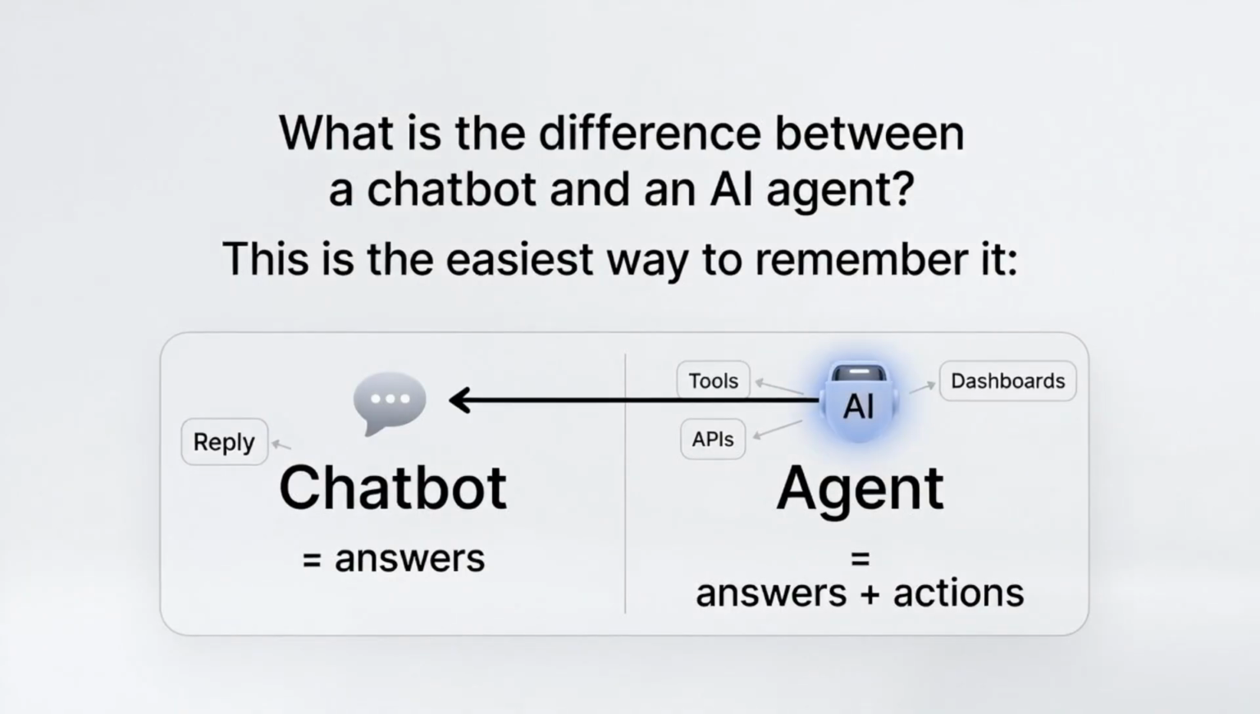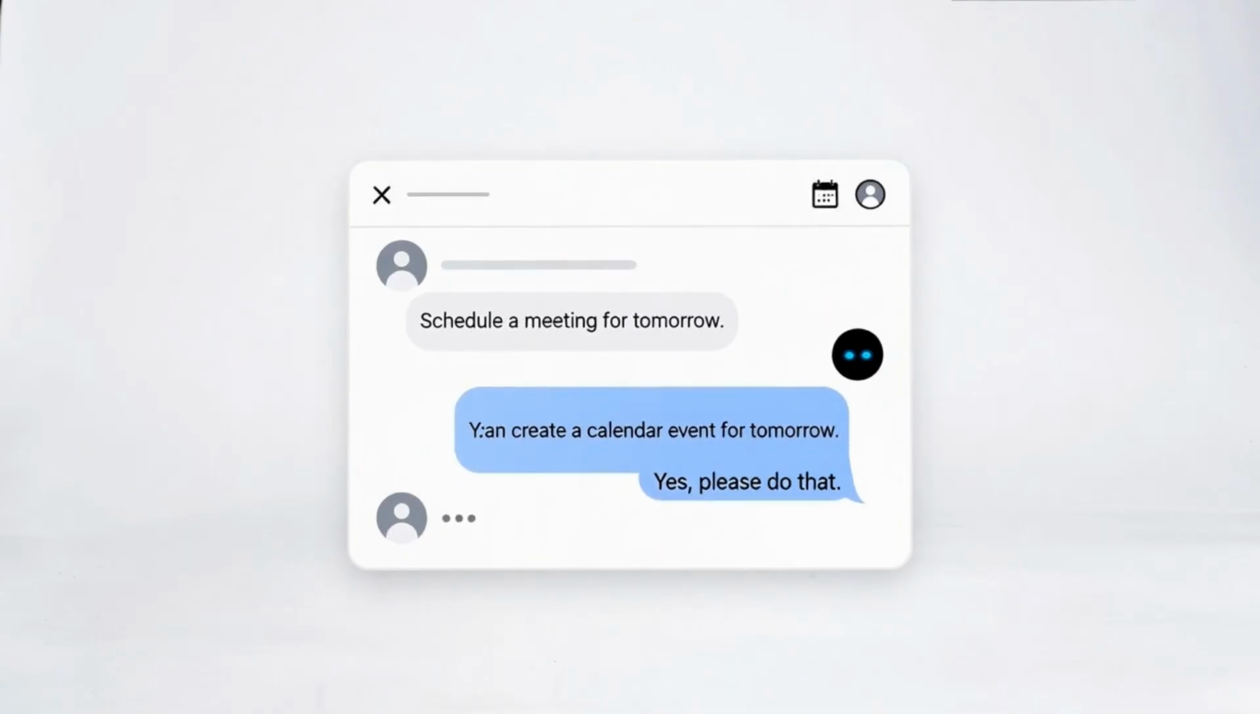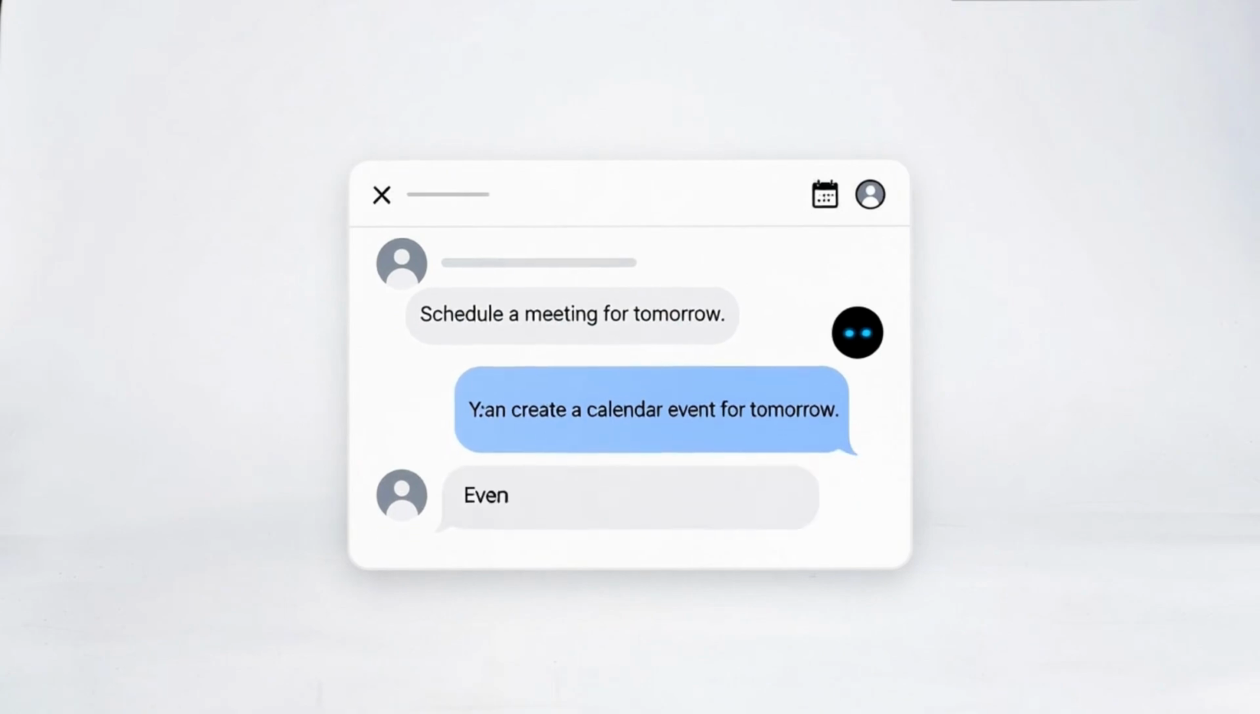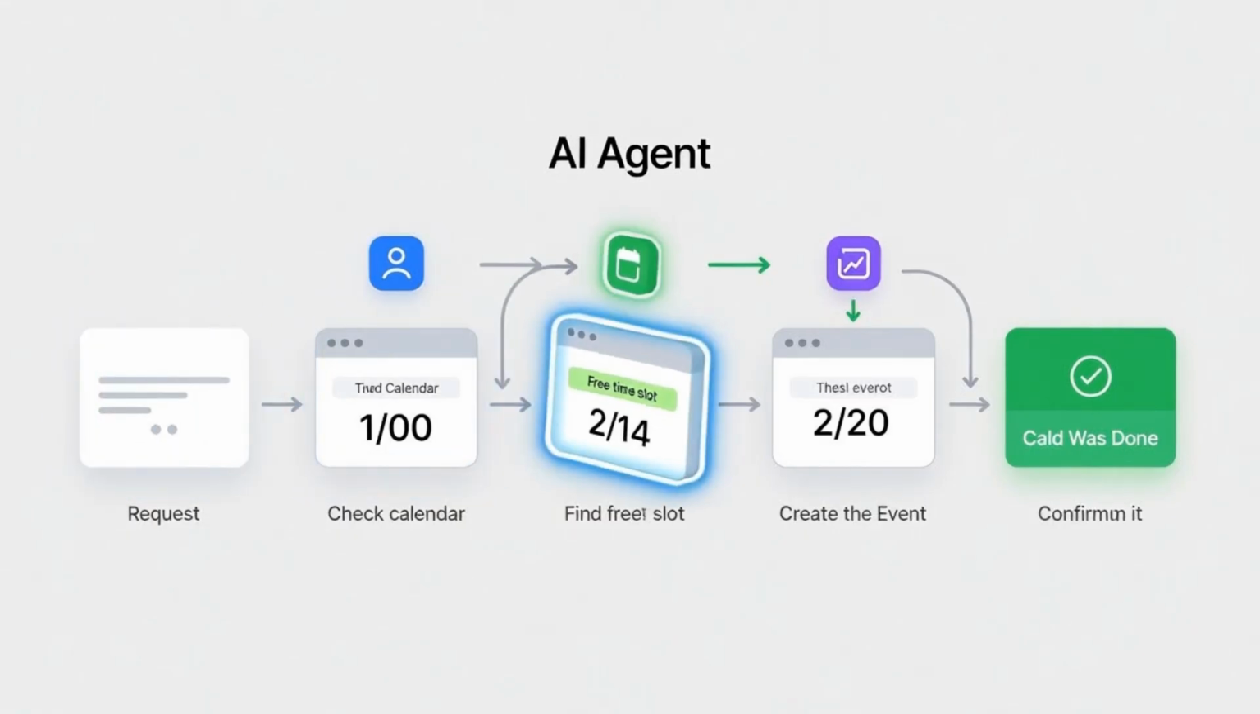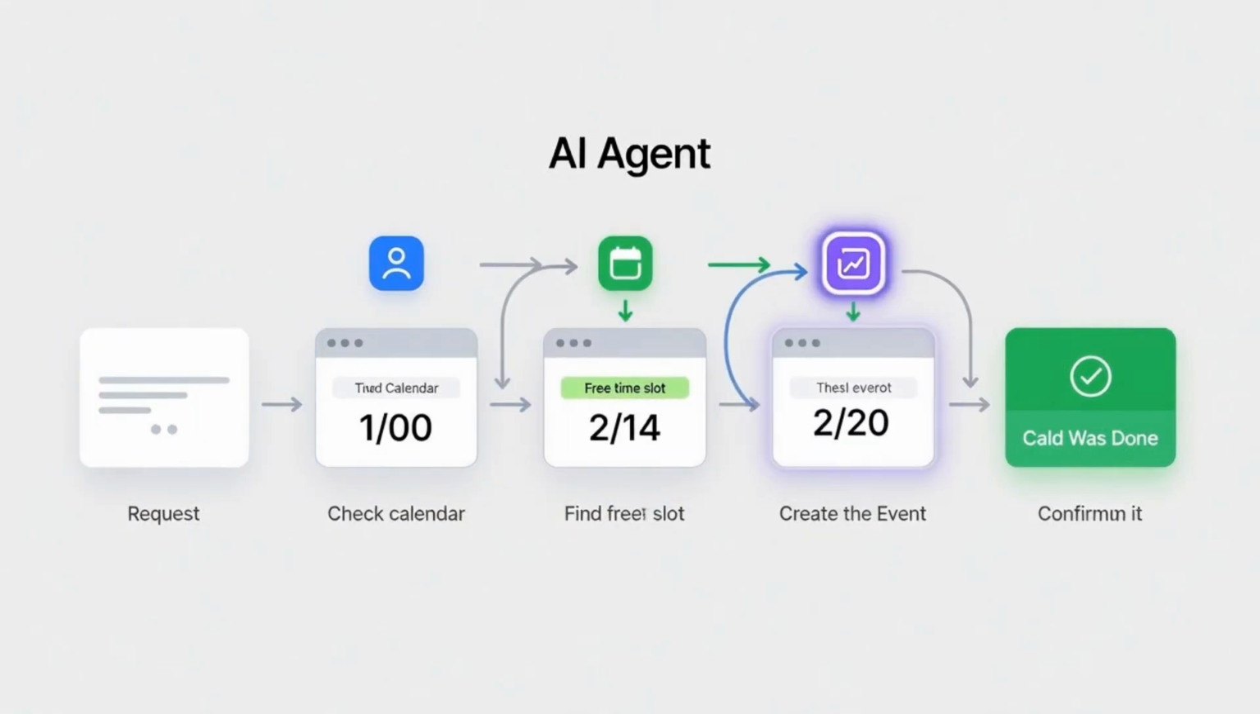What is the difference between a chatbot and an AI agent? This is the easiest way to remember it. Chatbot equals answers, agent equals answers plus actions. Let's take another example. Schedule a meeting for tomorrow. A chatbot may reply, "You can create a calendar event for tomorrow," but an agent can check your calendar, find a free time slot, create the event, and confirm that it was done. So an AI agent is not just a smart text generator. It is more like a system that can help complete real tasks.